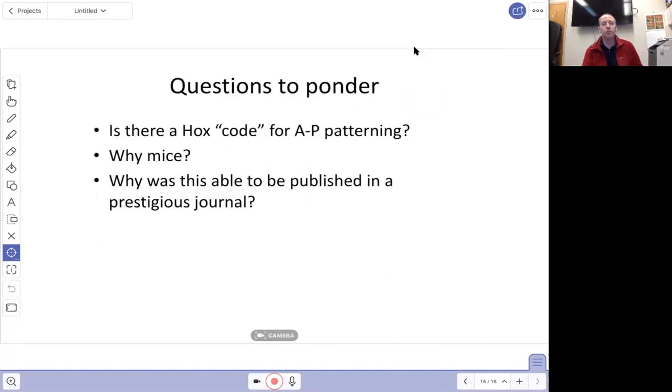So to conclude this paper, here are a couple things I'd like you to think about. Maybe we'll discuss them in class next time for those of you that show up. Do you think after reading this paper that there is indeed a Hox code for axial anterior-posterior patterning? Why do you think the authors chose to work in mice instead of another organism like chicks or other vertebrates, salamanders, for example, who knows? And why do you think this paper was able to be published in one of the most prestigious scientific journals, Nature?